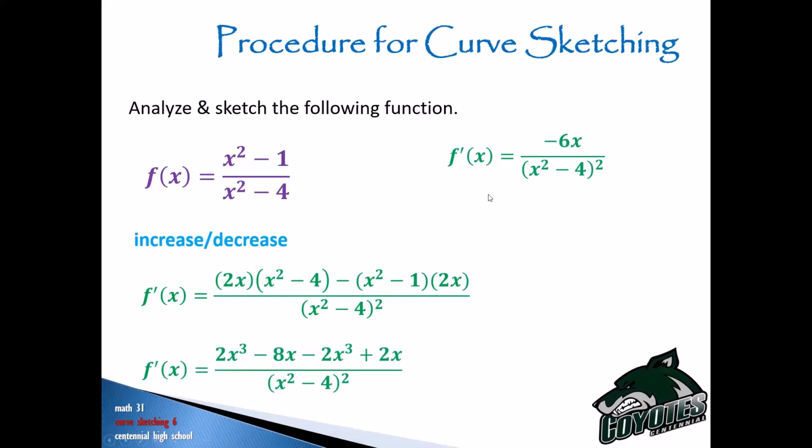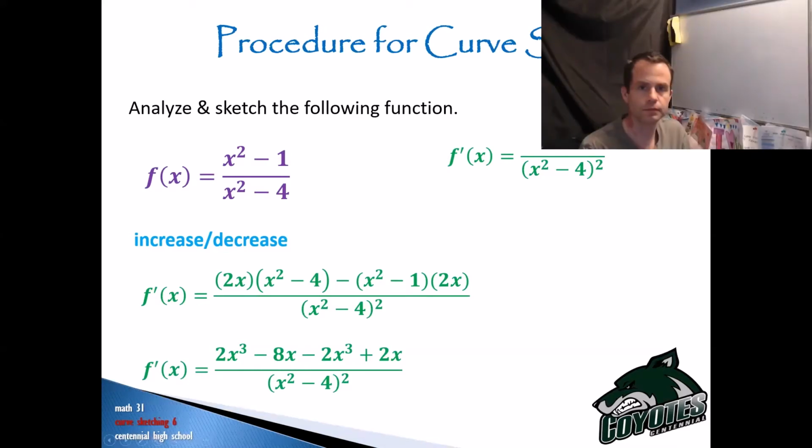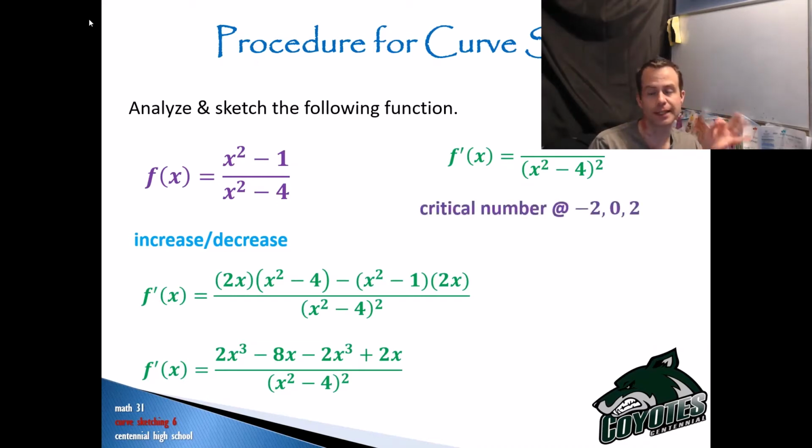Okay, so now I want to look for my critical numbers. So my critical numbers exist when the derivative equals 0 or when the derivative doesn't exist. I know the derivative doesn't exist at plus or minus 2, and I know the derivative equals 0 at 0. So I have critical numbers at negative 2, 0, and 2.